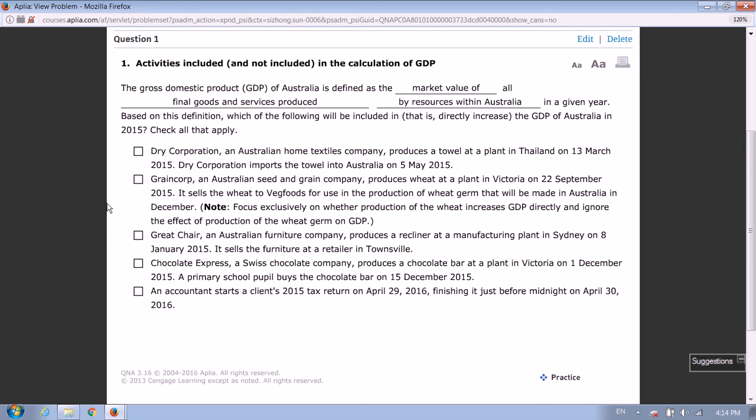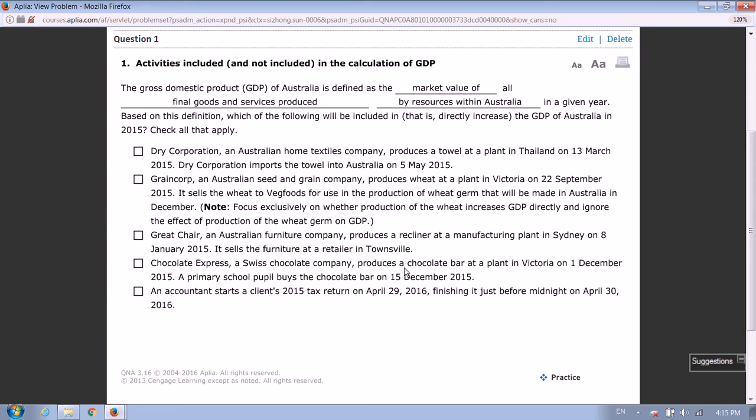Secondly, Grain Corp, an Australian seed and grain company, produces wheat at a plant in Victoria on 22 September 2015. It sells the wheat to Veggie Food for use in the production of wheat germs that will be made in Australia in December. Okay, this is not part of GDP. This wheat is an intermediate product, not a final product, not a product for consumption.